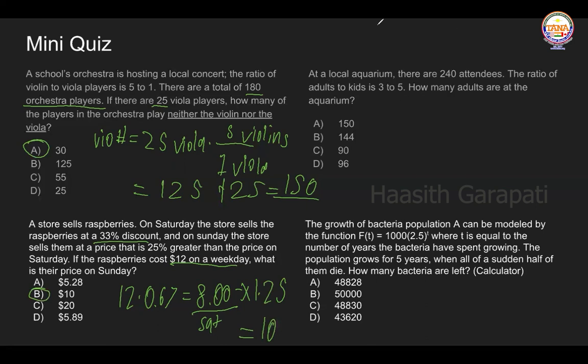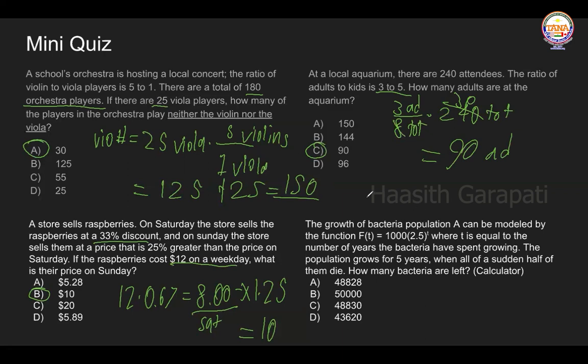Okay, the next one. At a local aquarium, there are 240 attendees, and the ratio of adults to kids is 3:5. How many adults are in the aquarium? So out of a total of 8 people, it's going to be 3 adults out of 8 total people. So if there's going to be 240 total people, then there's going to be 90 adults. So C is the correct answer.